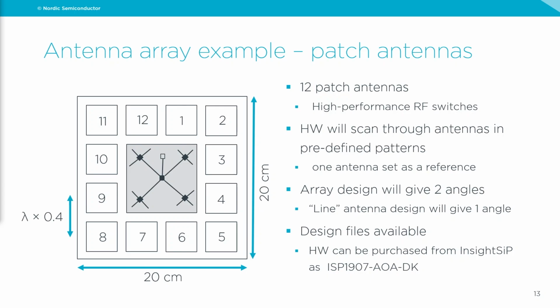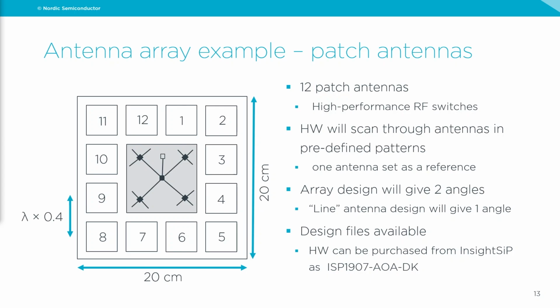The design files for this design are available, and you can use them to build your own. As you can see here, this one is 20 by 20 centimeters, so it's a fairly large FR4 PCB. So it's not a design optimized for cost, it is optimized for performance to make sure that we have a reliable starting point when we're doing all the measurements on our side. You can also buy this one from Insight SiP as an ISP 1907 AoA DK.